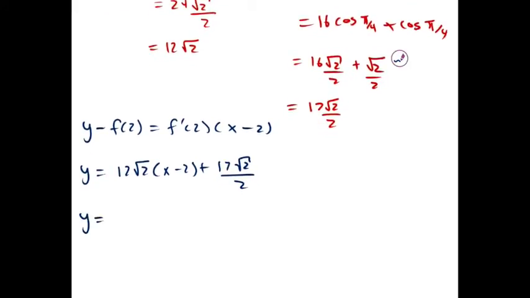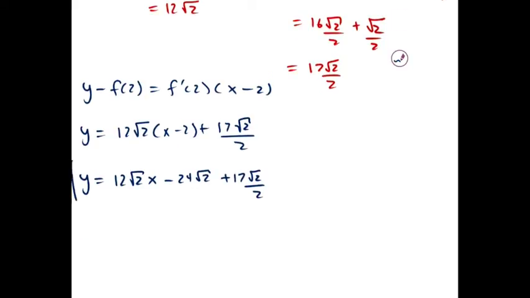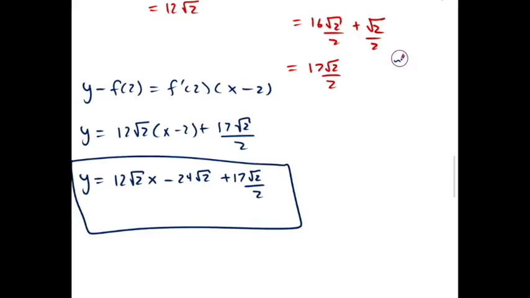And if you want to simplify this further, you get 12 root 2 x minus 24 root 2 plus 17 root 2 over 2. And we can simplify this further, but this is fine right here. So that is the equation of the tangent line.